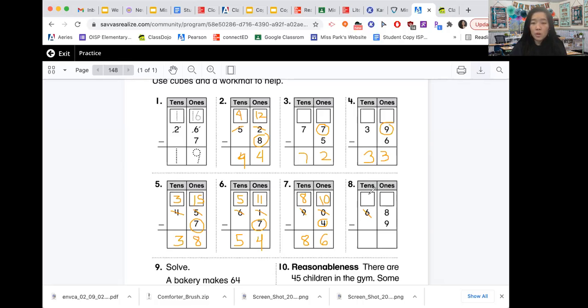More on the floor. Sorry, I forgot to circle it. Go next door and get 10 more. 18 minus 9 equals 9. 5 minus 0 equals 5.